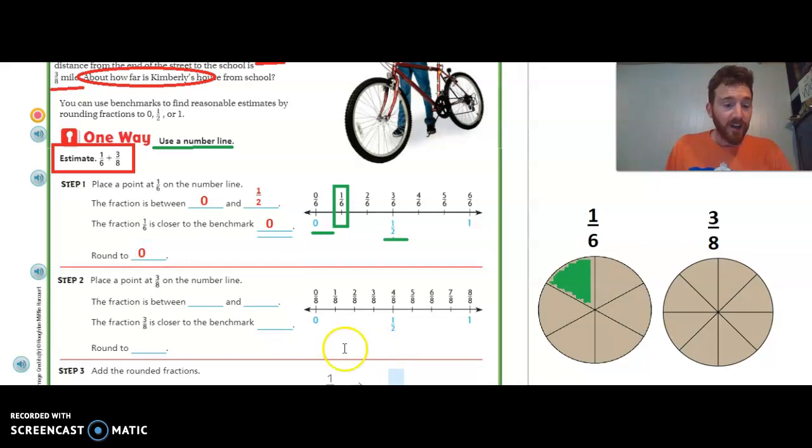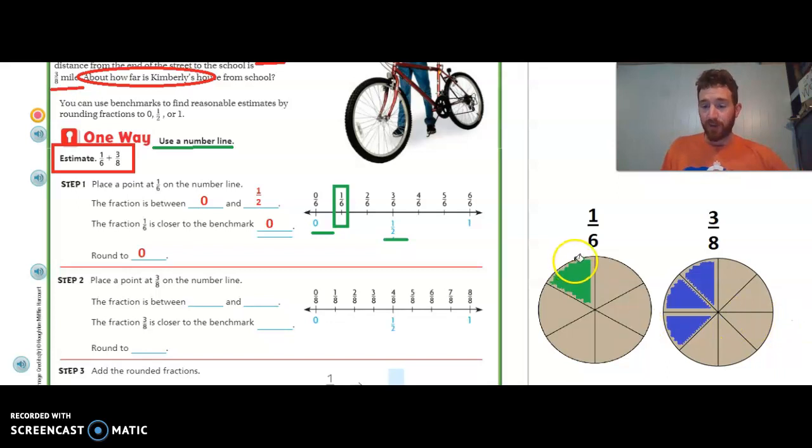Then the other one, we're going to place the point at 3/8. So now we're going to look at 3/8. Let's go back to our little visual over here where we have our eighths model. Let's do that in blue. If I have 3 out of 8, here's like a pizza that has 8 slices, and if I do 3 of those slices, here's what 3/8 looks like if we look at it visually, okay?